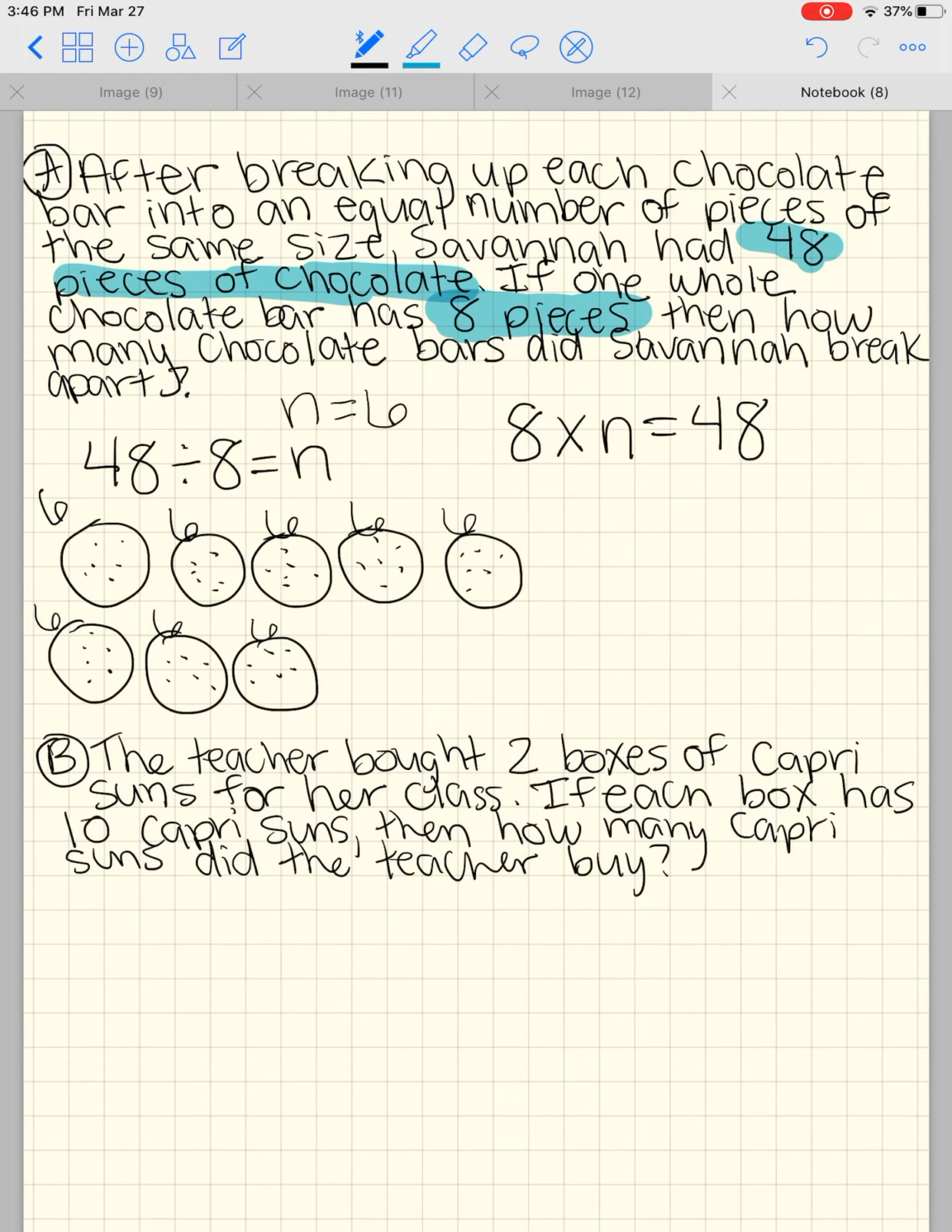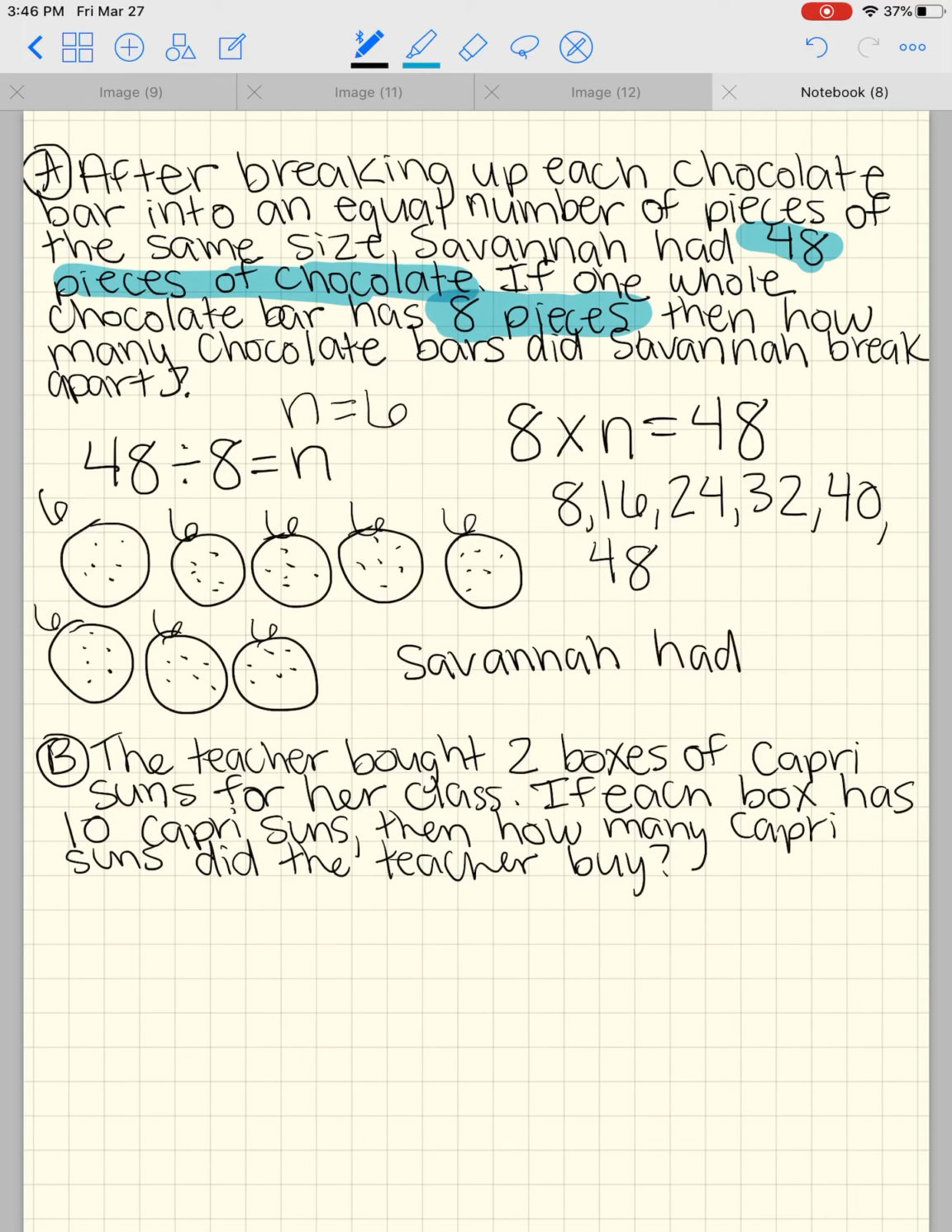So to solve this, I could skip count by 8 until I got to 48. So let's skip count together. 8, 16, 24, 32, 40, 48. So when I do it that way, I see that I skip count by 8 6 times. So that's how I know that Savannah had 6 chocolate bars. Notice how I wrote my answer as a complete sentence.